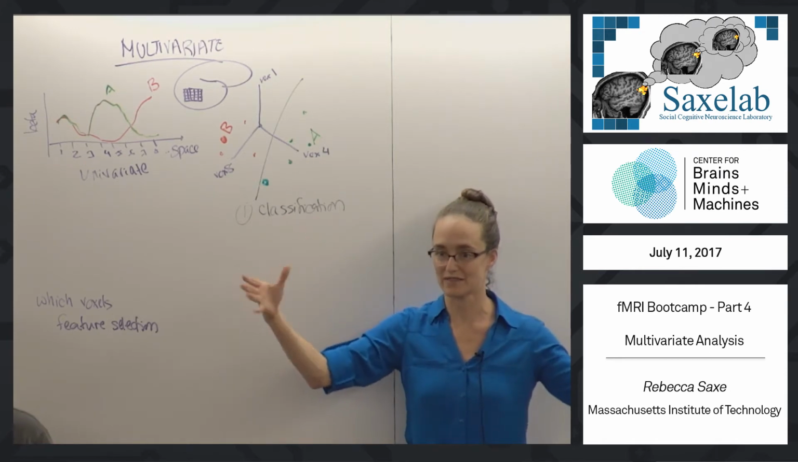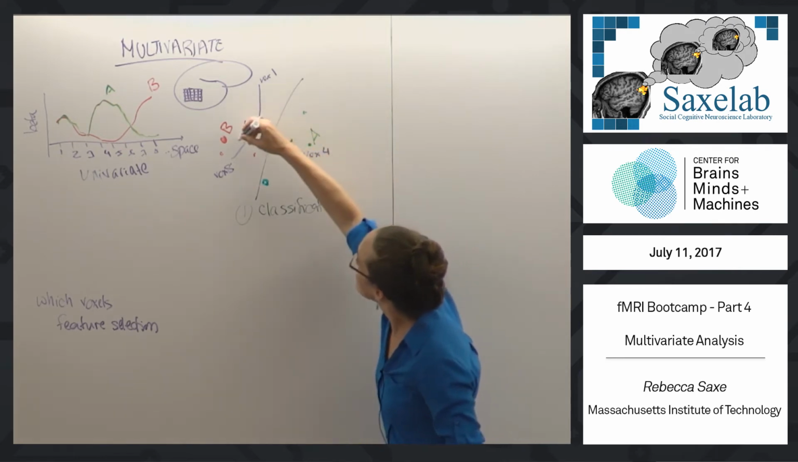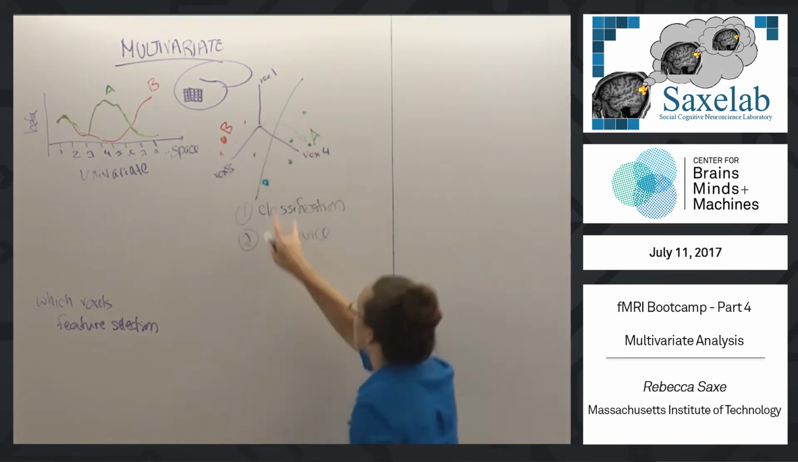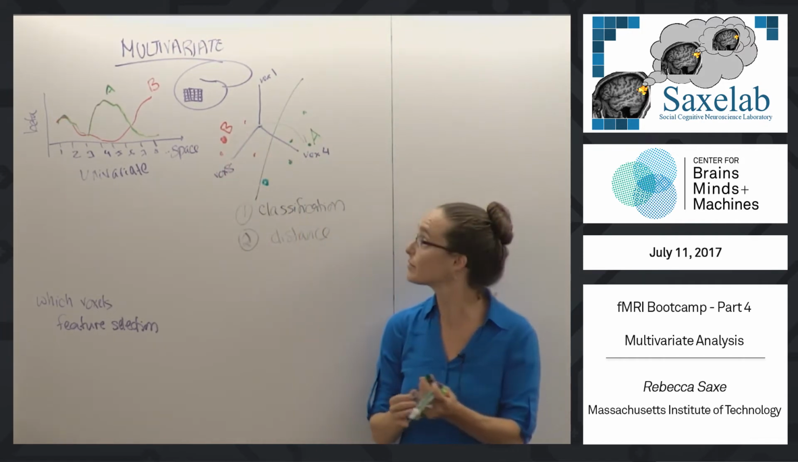That's one whole space of things you can do with data once you've represented them. And the second is, instead of thinking just about classification, to think about the distance between those two clouds of data points.